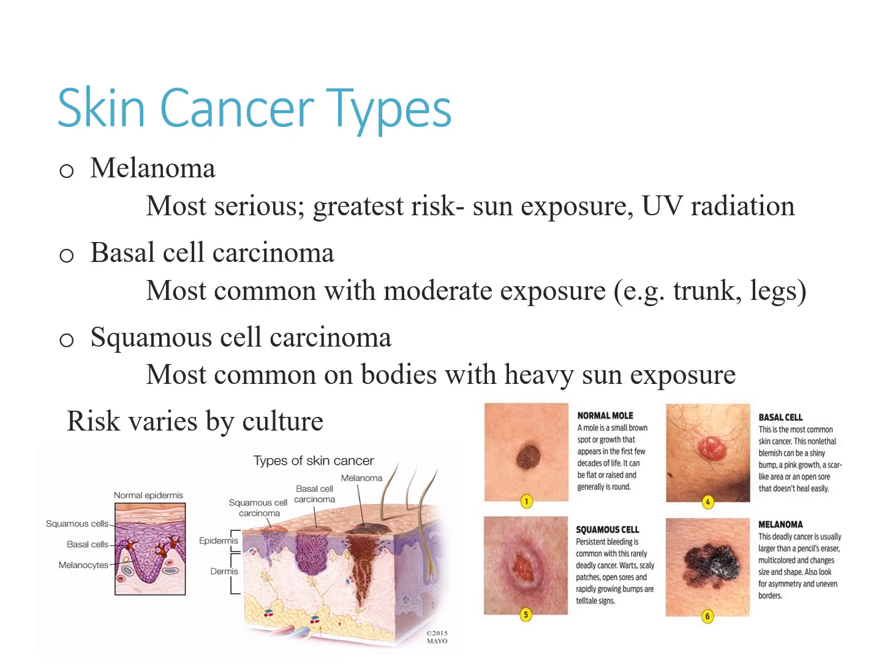When we start looking at the different types of skin abnormalities and skin cancer, here's a picture of the different types of skin cancers: melanoma, basal cell carcinoma, squamous cell carcinoma, and possibly a normal mole. We look at these to identify if someone has these things, and we use a mnemonic that we will talk about shortly.